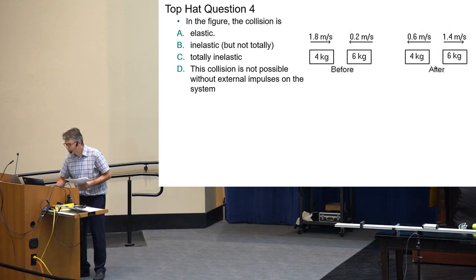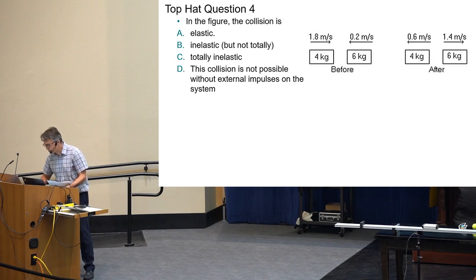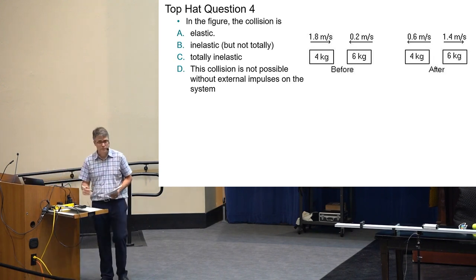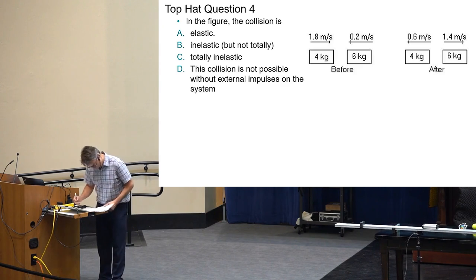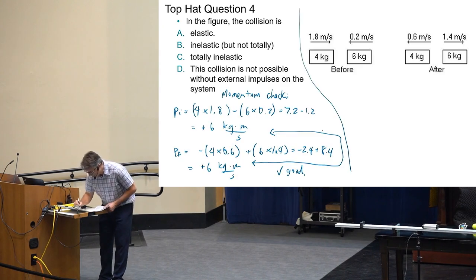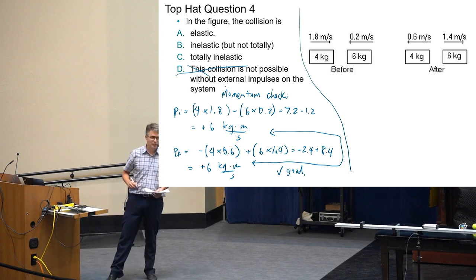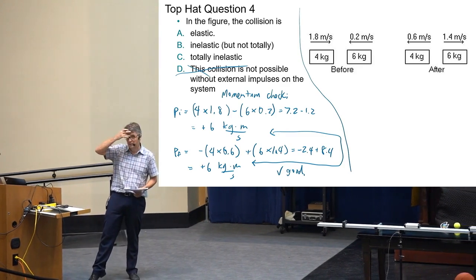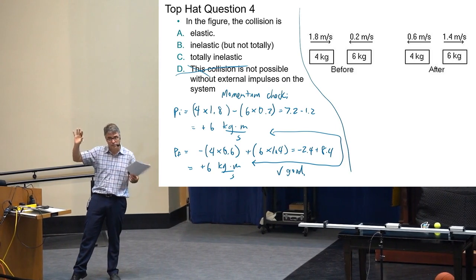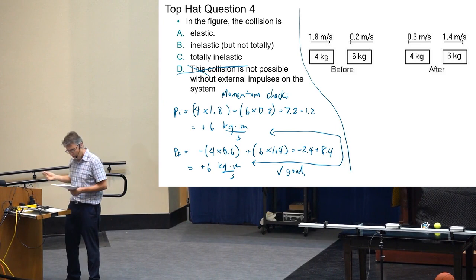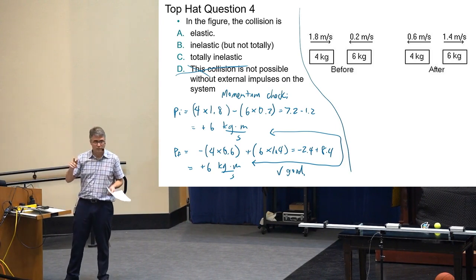And then the last one of this kind, let's do this one. Same thing. Look at the data. Try to figure out which of the three kinds it is, or if it's not possible. So actually, I just decided to eliminate D by checking those momenta. So this is going to be no external impulse, which is a good kind of collision. So it's either A or B or C, I think. So how do you choose? What do you have to compute?